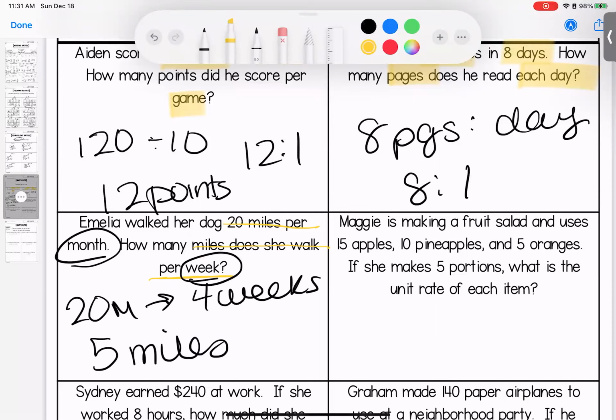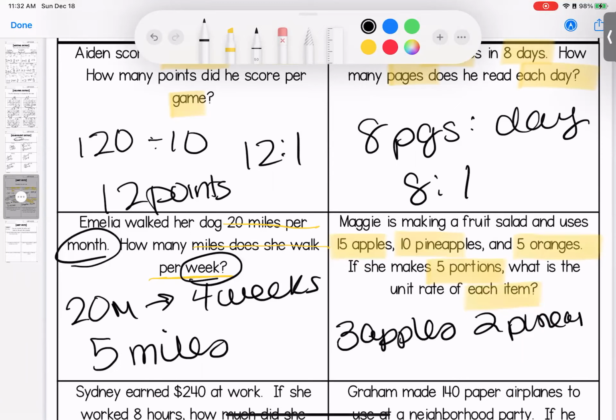Maggie is making a fruit salad and uses 15 apples, 10 pineapples, and 5 oranges. If she makes 5 portions, what is the unit rate for each item? So we're having to divide both of these by 5. So her unit rate is going to be 3 apples, 2 pineapple, and 1 orange. Again, she's making those 5 portions, so that's where that comes from. 15 divided by 5 is 3, 10 divided by 5 is 2, 5 divided by 5 is 1.